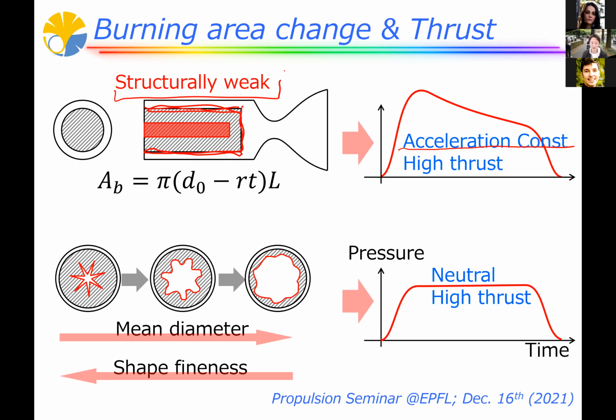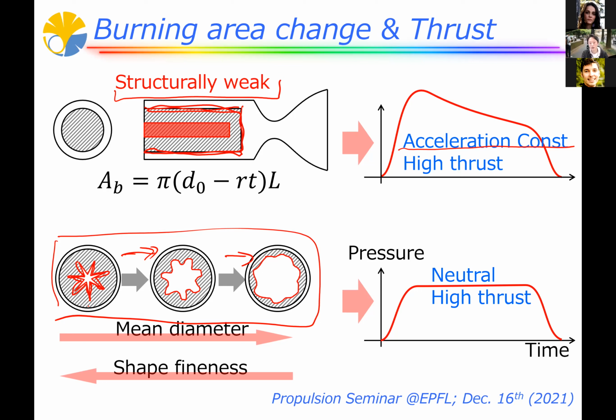So actual solid propellant motor or actual rocket utilizing this kind of inner combustion. So in this case, a star-shaped hole is set inside the solid propellant, and it will be combusted, and maybe the combustion surface will become like this. This is just my drawing, but roughly this kind of combustion will occur. So at the beginning of the combustion, mean diameter is small. However, shape is complicated, so fineness.